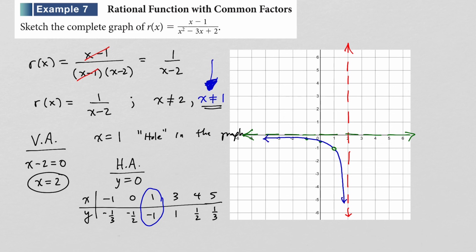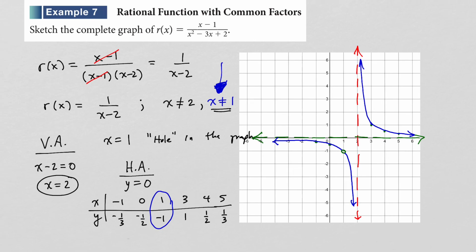Now, on the right-hand side, when I plug in 3, we get 1. When I plug in 4, we get 1/2. When I plug in 5, we get 1/3. And so we're getting that same asymptotic behavior on this side. And, of course, this gets closer and closer to the horizontal asymptote.